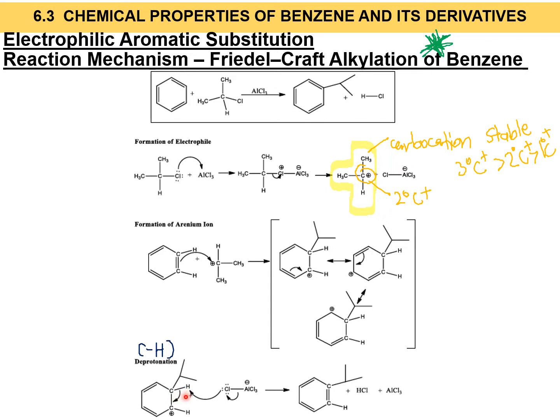Lepas tu this hydrogen bond dia akan break the bond dengan this carbon atom and also dia akan terus buat the double bond here. So dapatlah aromatic ring, dapatlah jadi benzene kembali. Okay, dapatlah side product HCl, dapatlah balik the Lewis acid catalyst AlCl3.